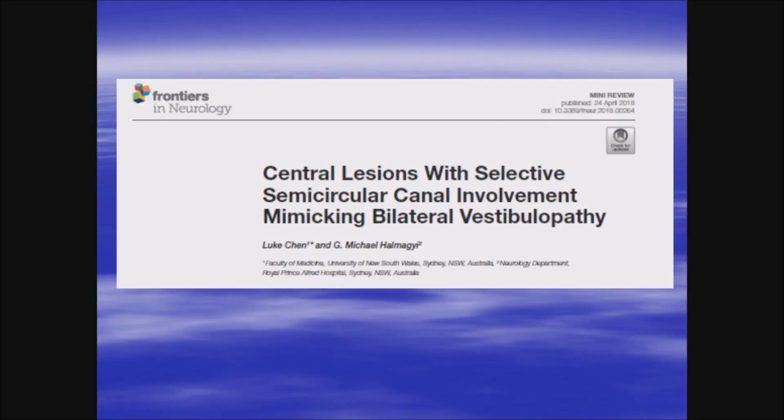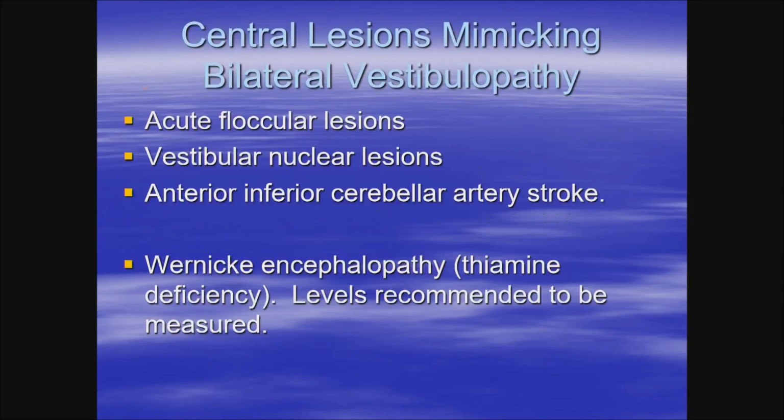And this is one of these excellent publications, including Michael Halmagyi, illustrating the fact that you can have central symptoms with selective semicircular canal involvement that can mimic a bilateral vestibulopathy. According to this paper, the specific lesions that can give the impression of bilateral horizontal canal dysfunction are acute floccular lesions and vestibular nuclear lesions, involving the inferior cerebellar artery as well, although there are reports of isolated bilateral horizontal canal dysfunction in Wernicke encephalopathy. I did recommend thiamine levels to be measured in this patient as well, and I'm hoping to see the results of that.